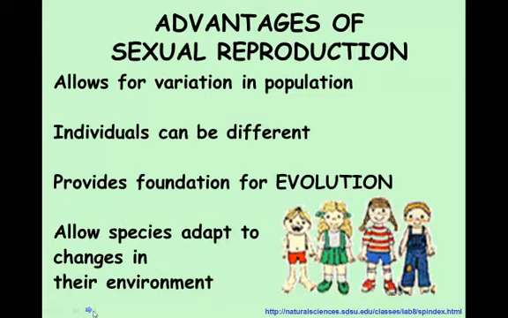We're going to talk more about evolution and change in species over time later on in the second semester. But having variety in the population allows species to adapt and change. If a disease comes through, not everyone is going to be susceptible, because different organisms in a population are different, and that comes from sexual reproduction.